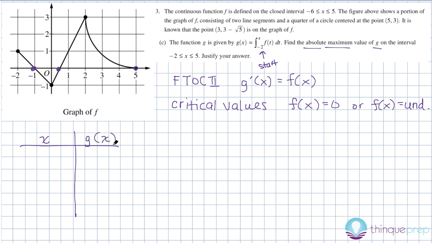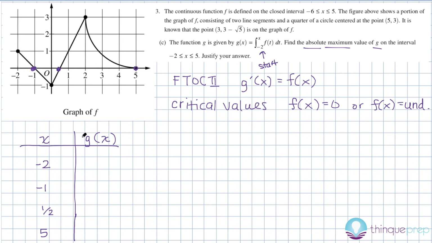And then we're just going to evaluate the different values. So in addition to evaluating our critical values, we need to test our endpoints. So our first endpoint is -2. We have a critical value at -1. We have a critical value at +1/2. And then our final value is when x is equal to 5, which is our endpoint.